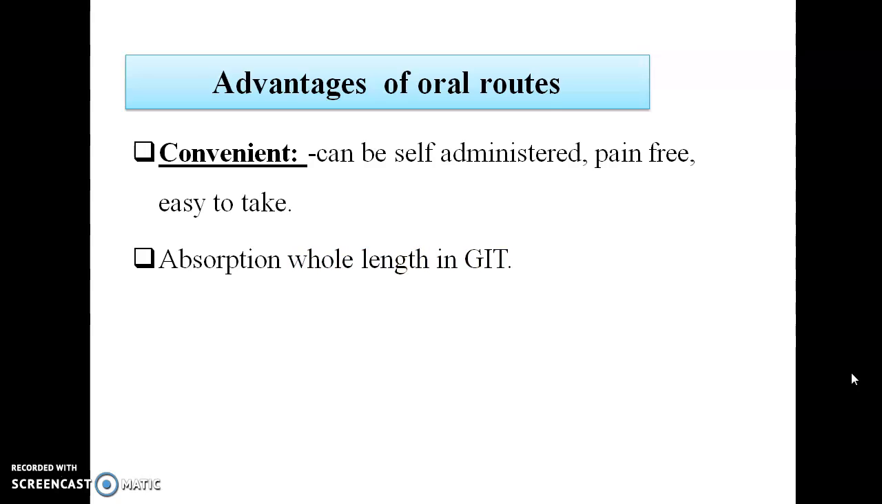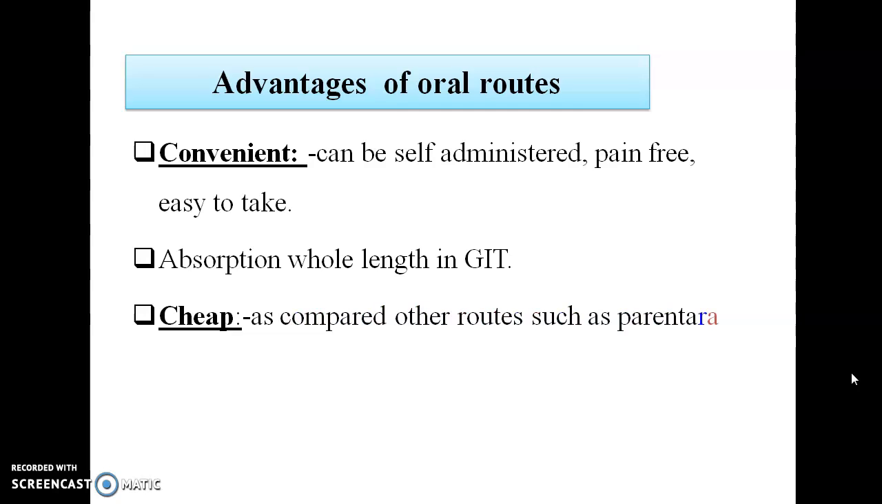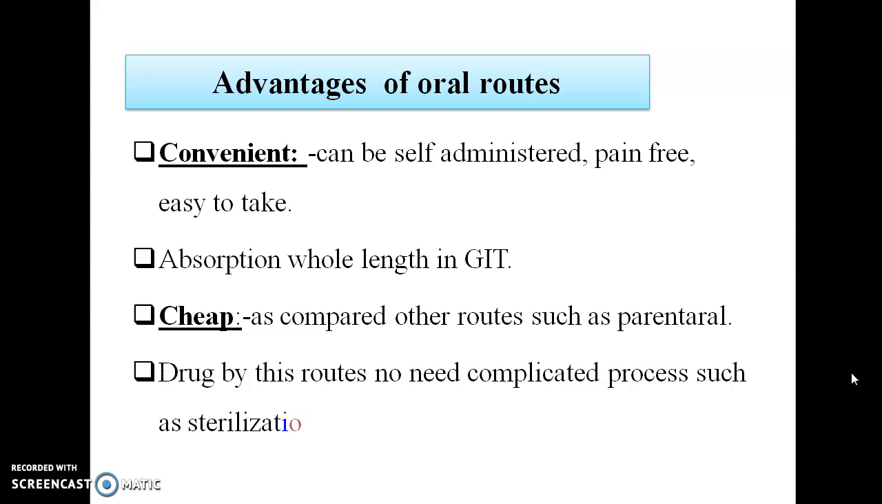When the drug is given orally, it can be absorbed along the whole length of the gastrointestinal tract. As compared to other routes such as the parenteral route, it is a cheap dosage form. For drugs by this route, there is no need for complicated processes such as sterilization.